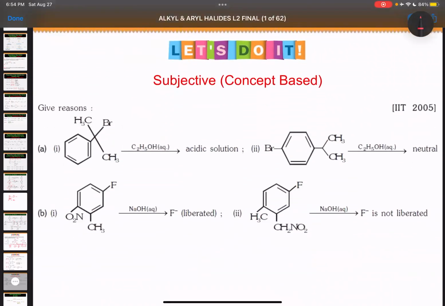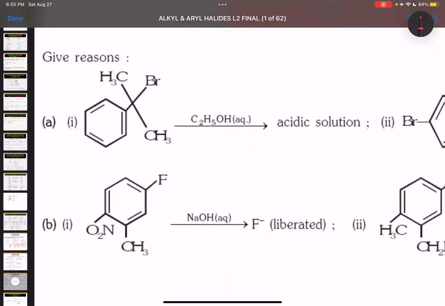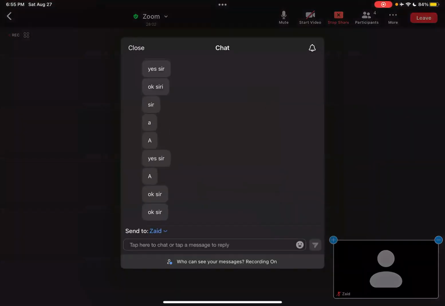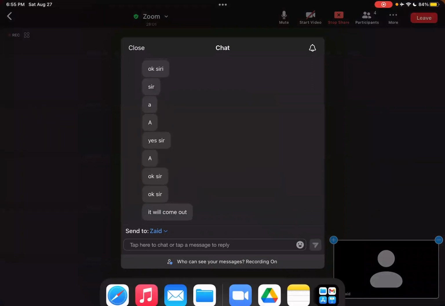So let's do this basic question, which covers everything about substitution reactions. All types of substitution reactions are covered in this. Why do we have an acidic solution, and what is the reason for this? What kind of mechanism is this? Will the Br come out easily or not? In the first case, is it going to come out easily? It will come out.